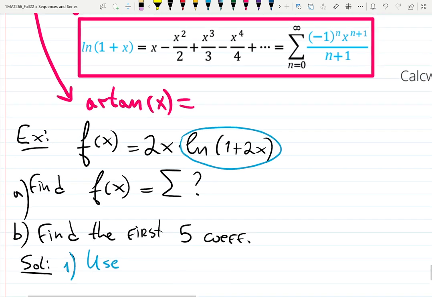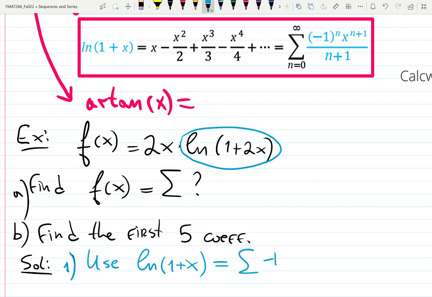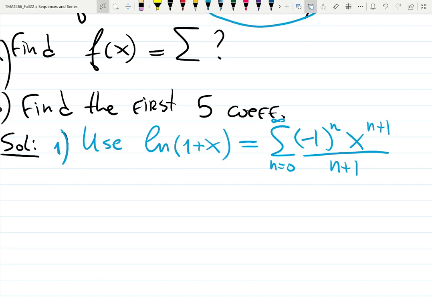Let's write it down. Use the formula that ln of 1 plus x already has a series. It's a sum of minus 1 to the n, x to the n plus 1, all over n plus 1, where n is from 0 to infinity. We already know this formula.